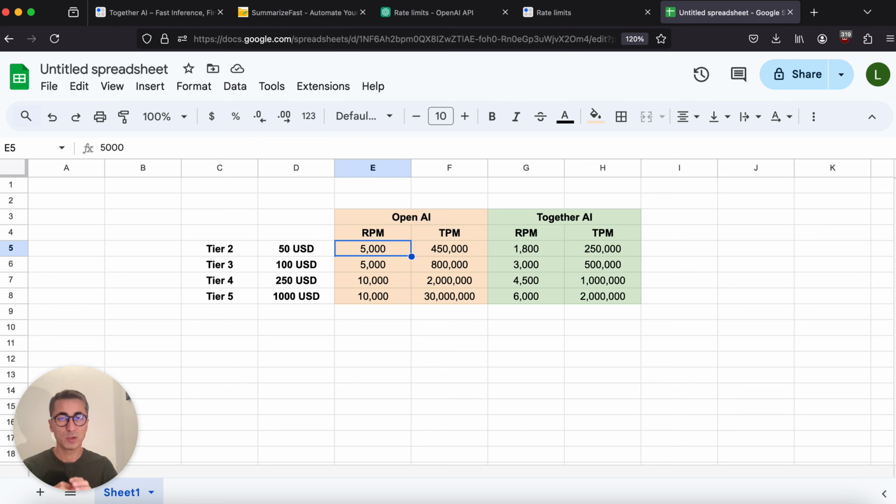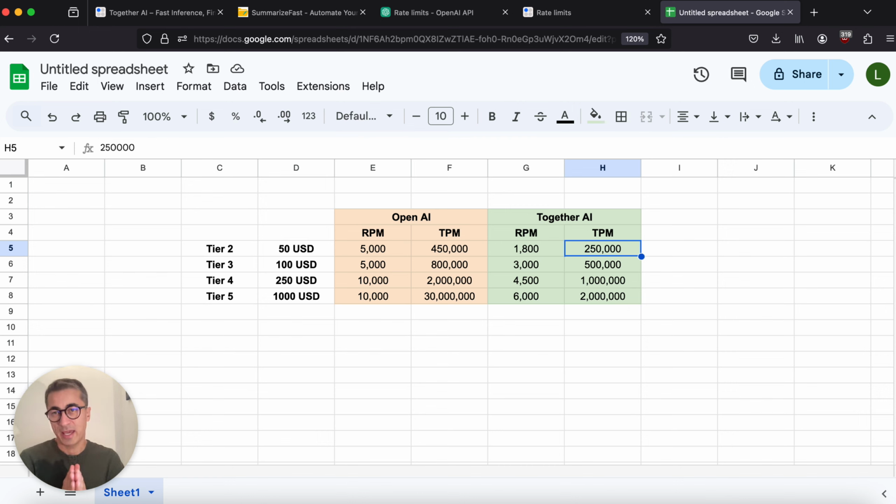So it is very small compared to what OpenAI is providing here. And in terms of tokens per minute, my rate limitation is going to be 450,000 when using OpenAI, whereas the same limitation is going to be 250,000 when using TogetherAI.